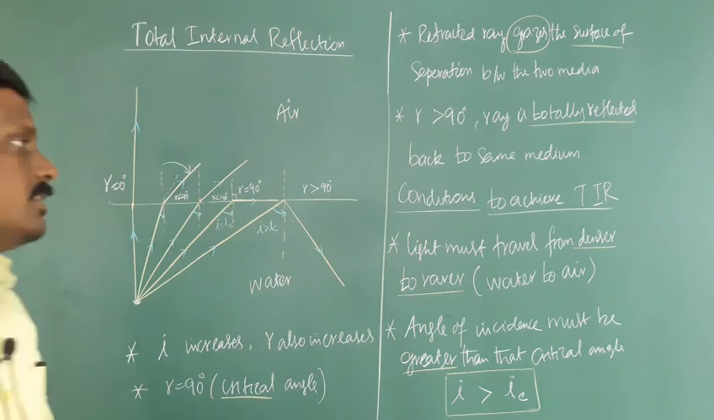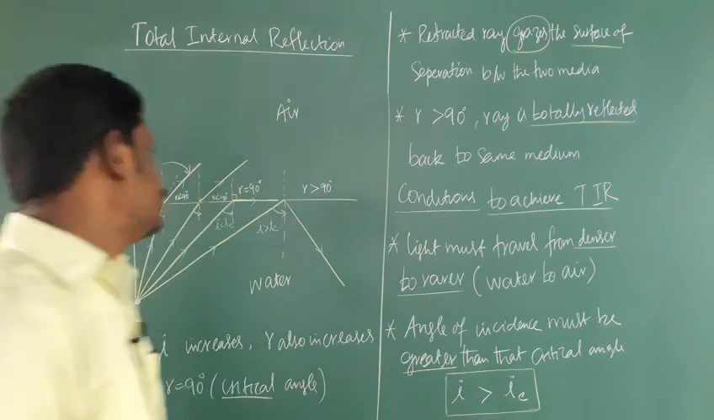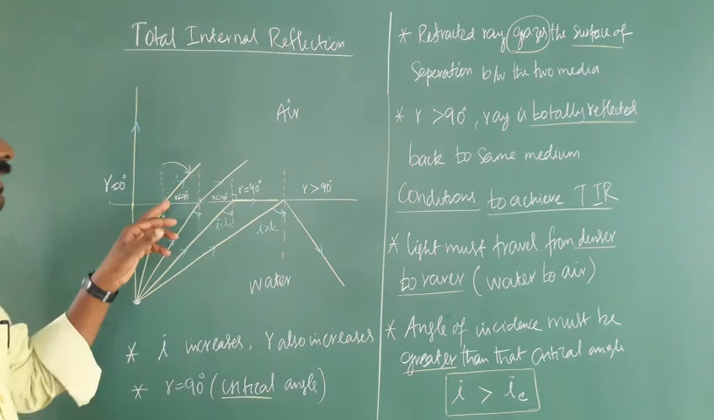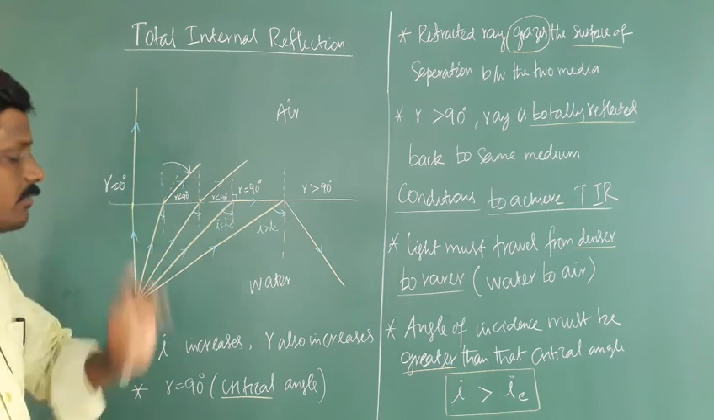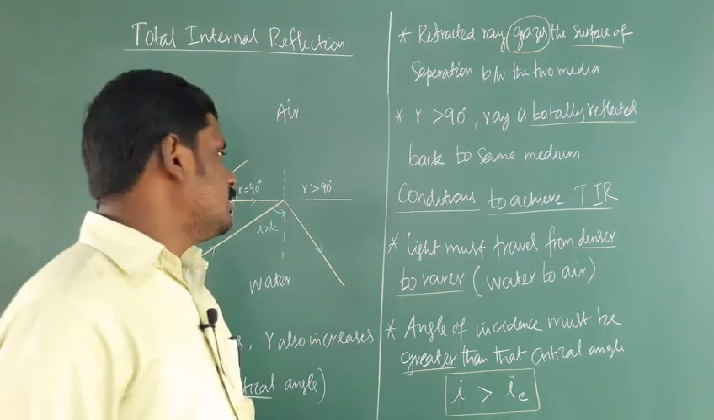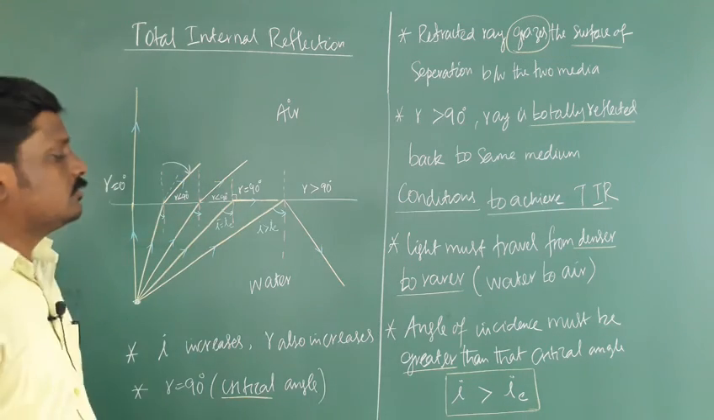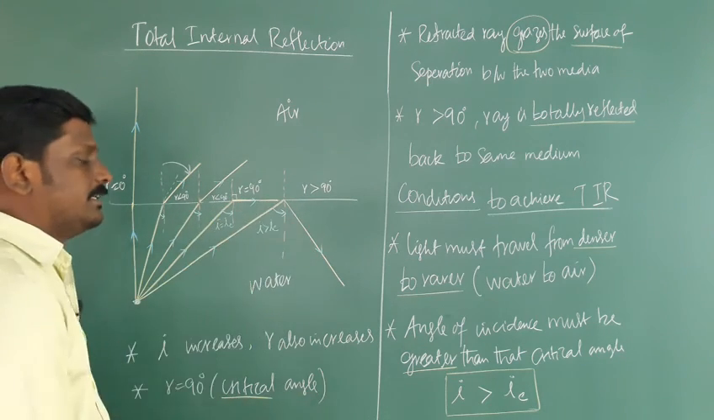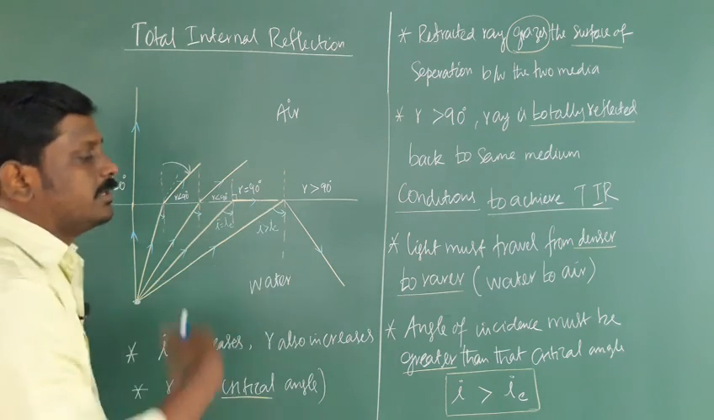So the condition to achieve total internal reflection is that light should travel from a denser medium to a rarer medium, so that the refracted ray deviates away from the normal, and then the angle of incidence must be greater than the critical angle. Greater than the critical angle, the refracted ray becomes reflected back into the same medium. So okay students.